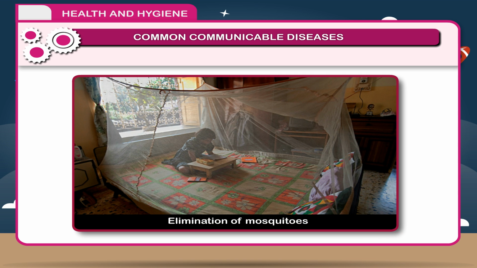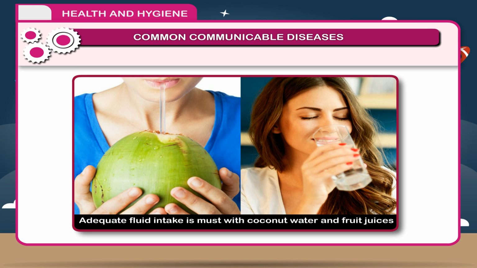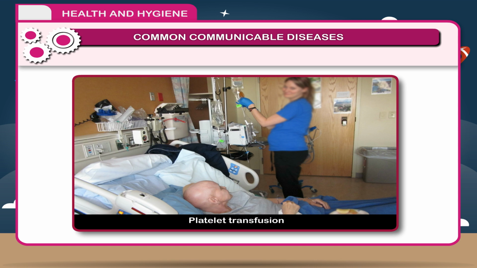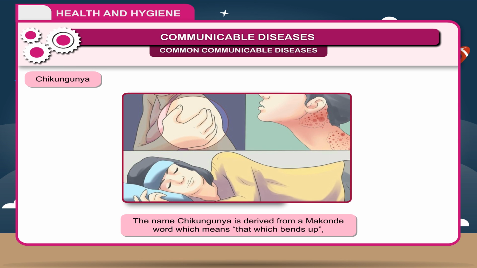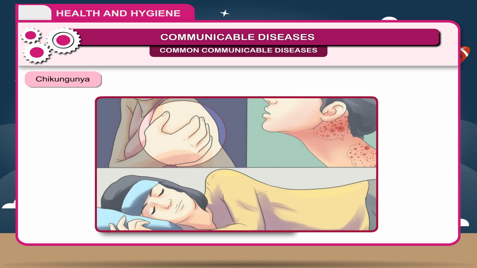Treatment: elimination of mosquitoes. Adequate fluid intake is a must, with coconut water and fresh juices. Platelet transfusion. Chikungunya. The name Chikungunya is derived from a Makonde word which means that which bends up, a reference to the stooped posture that develops due to the arthritic symptoms of this disease.